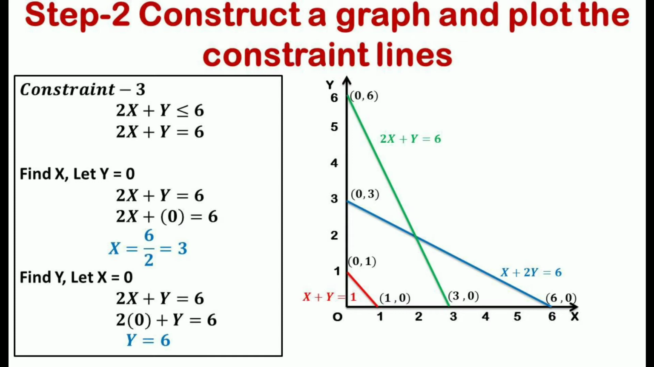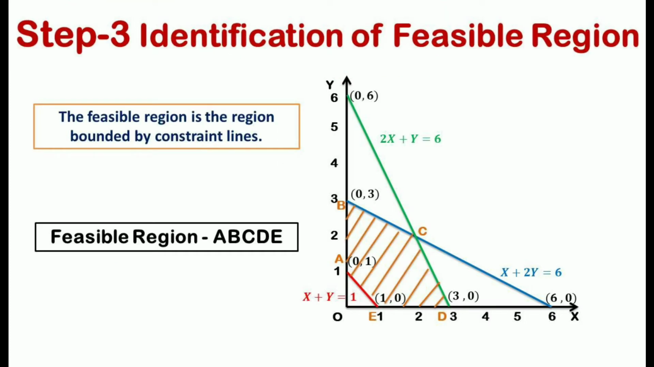After drawing 3 lines which represent the 3 constraints, the next step is to identify the feasible solution region. The feasible region is the region bounded by constraint lines. All the points inside the feasible region, or on the boundary of the feasible region, or at the corners of the feasible region satisfy all the constraints.